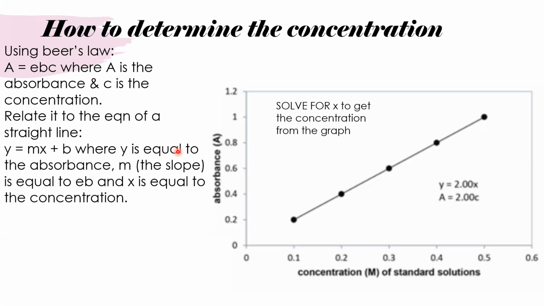And then the third step is to measure the absorbance of the samples with an unknown concentration. The absorbance of the sample is used with the equation from the line in the calibration curve to calculate the concentration of the unknown, and you do that by solving for x, as in y equals mx, to get the concentration.